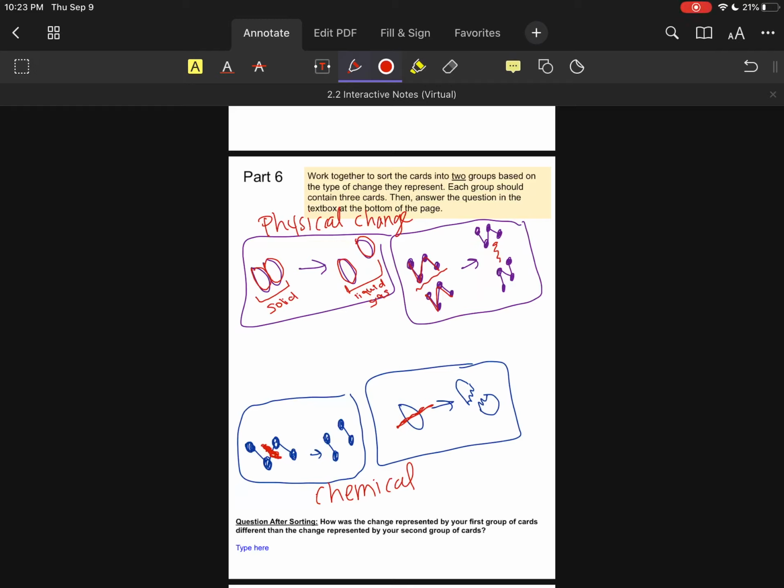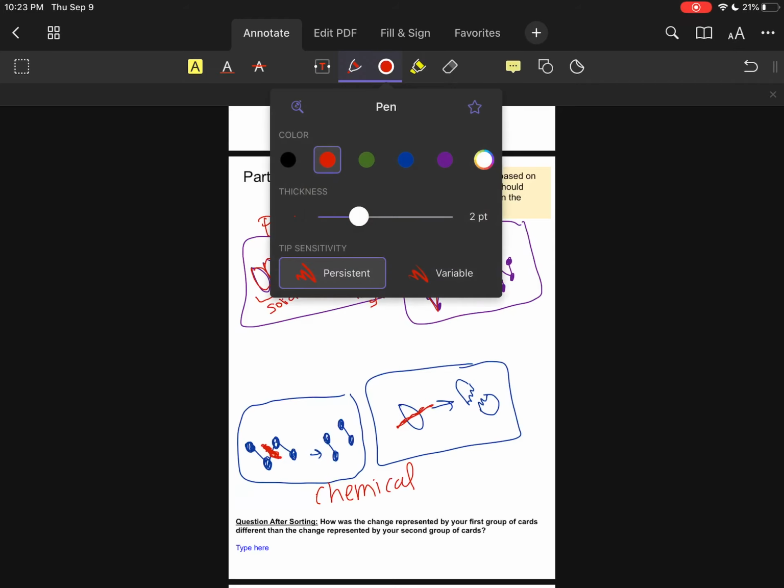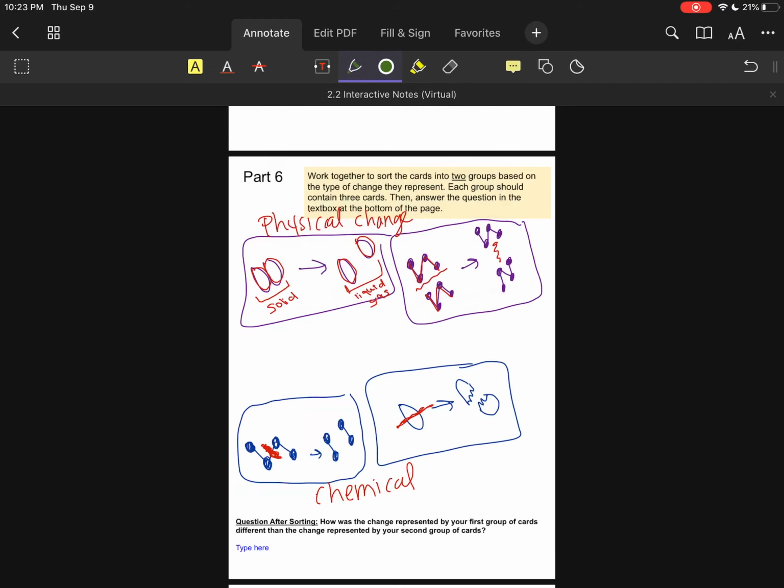Really, what's happening when we have a physical or a chemical change is we're really just affecting interactions between molecules, or within molecules. So when we have a physical change, we are affecting or breaking these interactions between the molecules. So it's not inside the molecule, it's just between two or more molecules.